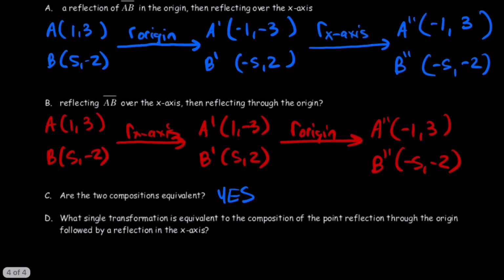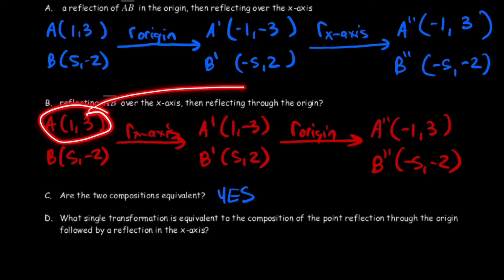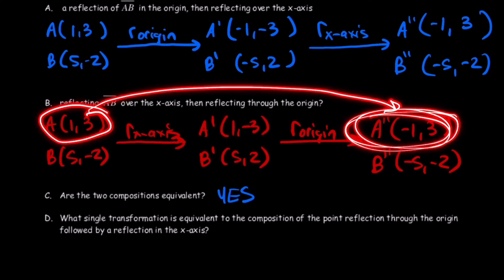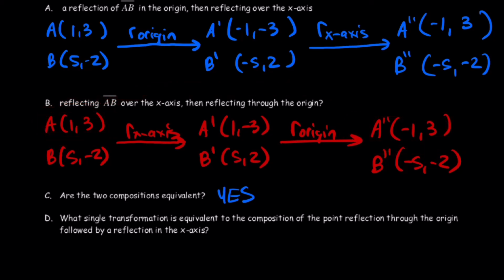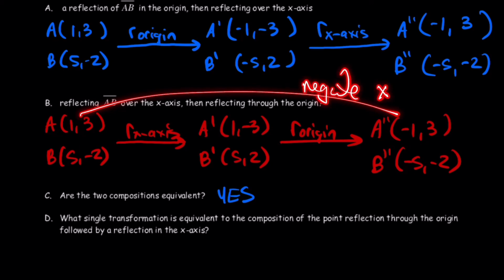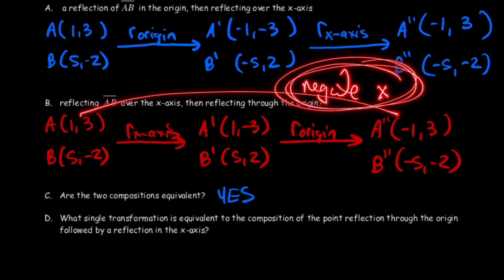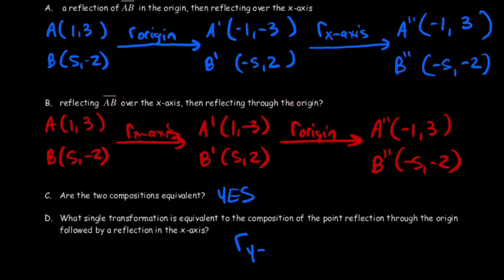And the last one, a little bit more challenging. It says, what single transformation is equivalent to the composition of the point reflection through the origin, followed by reflection in the x-axis? So let's kind of ignore this middle step. How do we go from here to here in one step? Well, let's compare what's different. (1, 3), (-1, 3). I didn't change the y, but notice 1 became a negative 1. So it looks like I negate x. And remember, when we negate x, that is a reflection in the y-axis. So those questions are a little bit more challenging.